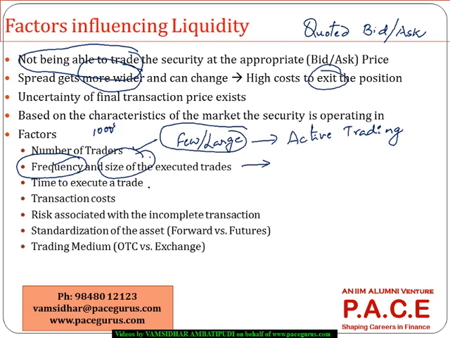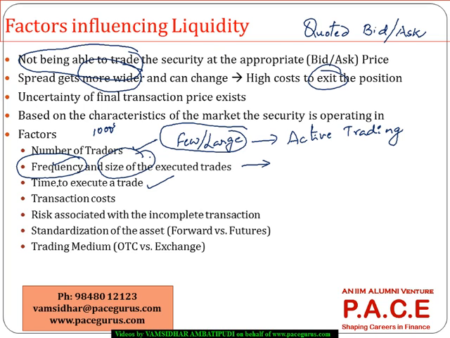So that itself again will boil down to how much time it is taking to execute a trade. Is it very quick, or from the time I get into a buy order for the entire settlement to happen, is it taking a few months itself? So the larger the time it is taking to execute the transaction, the higher is the liquidity risk that is associated with it.